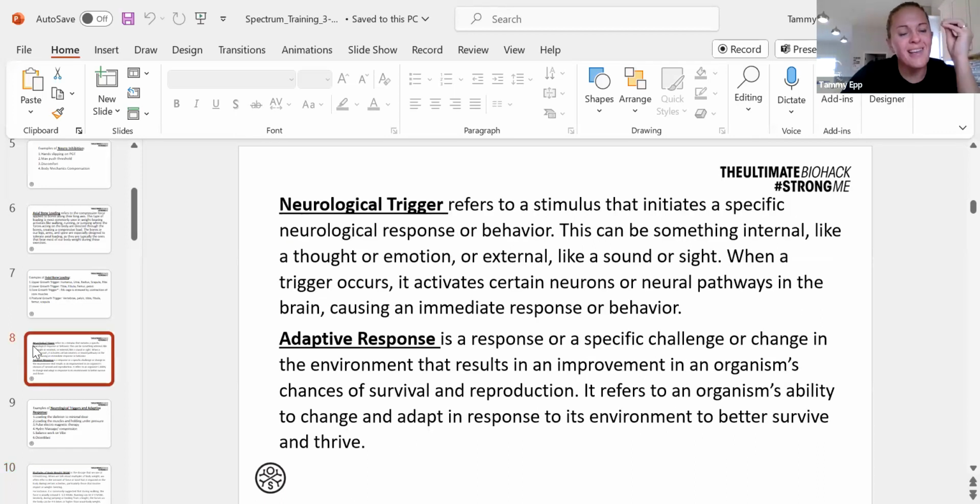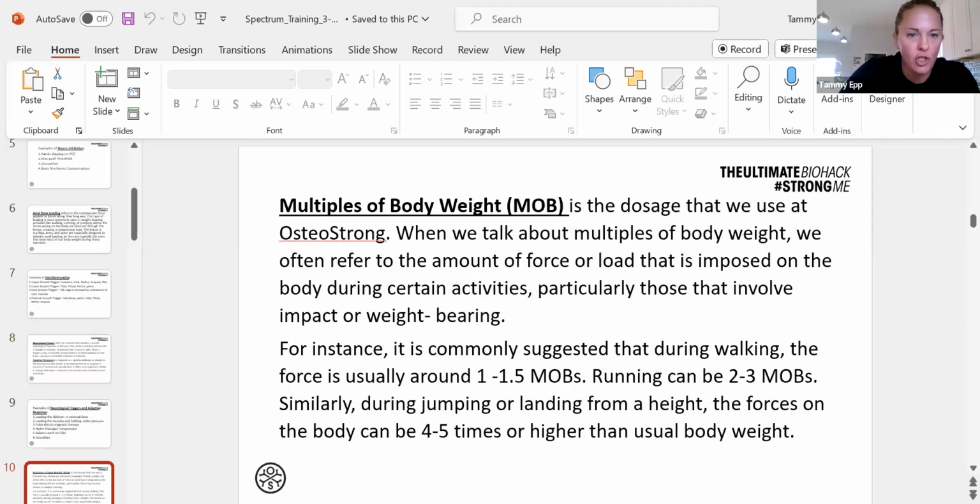What is necessary? What is the trigger for bones? What is the trigger for muscle? Right? What is the trigger? What is the response to that trigger? And then how much dosage do you need in order to get there? Okay, we talked a little bit about the MOBs being maybe different for a super deconditioned person than somebody who's a little bit more active. But I think this is a good start today.